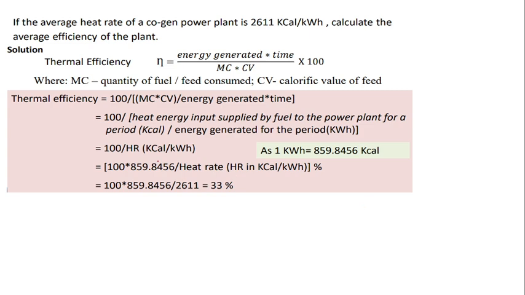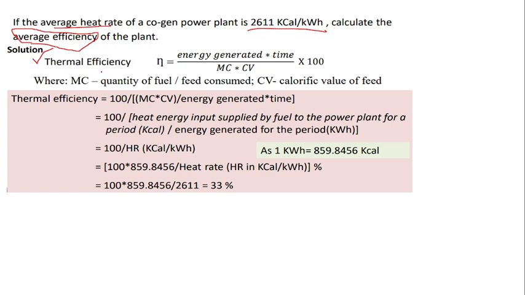The next problem is: if the average heat rate of a cogen power plant is 2611 kilocalories per kilowatt hour, calculate the average efficiency of the plant. This is a very simple problem. The formula given is for thermal efficiency, and the data given is only one, which is nothing but the average heat rate. They are asking you to calculate the average efficiency of the plant.